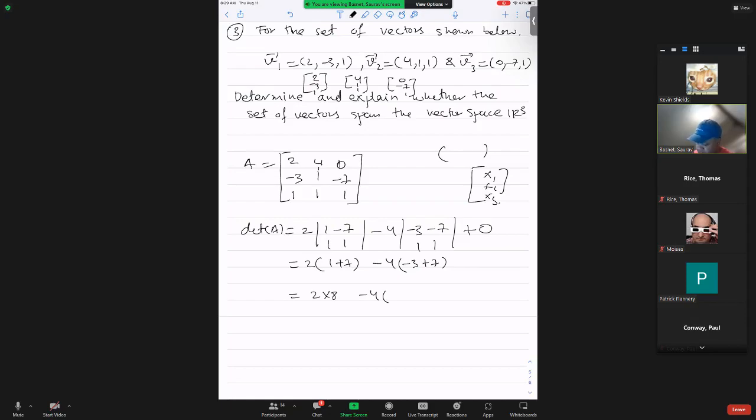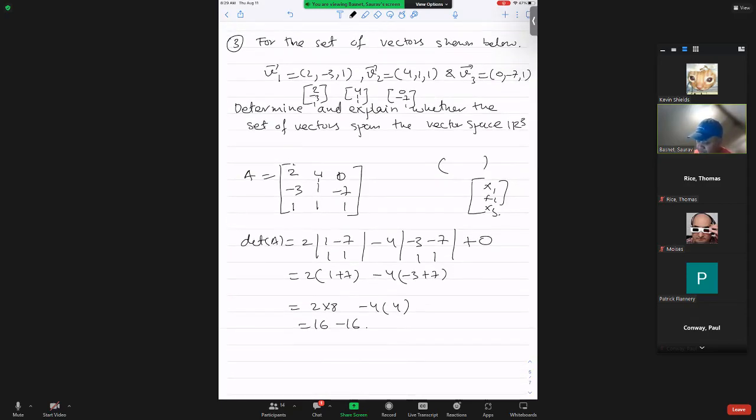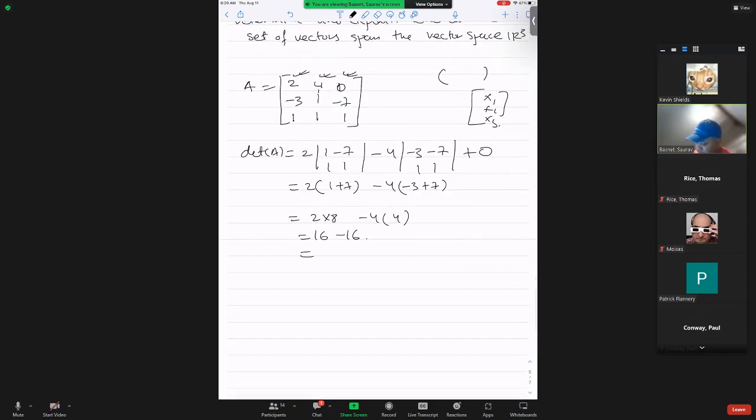4 times 4. So 16 minus 16. Do you guys understand that? Why these are like this? Yeah. So it equals 0. So whenever the determinant is equal to 0, it doesn't span. So your determinant should be not equal to 0 for it to span.